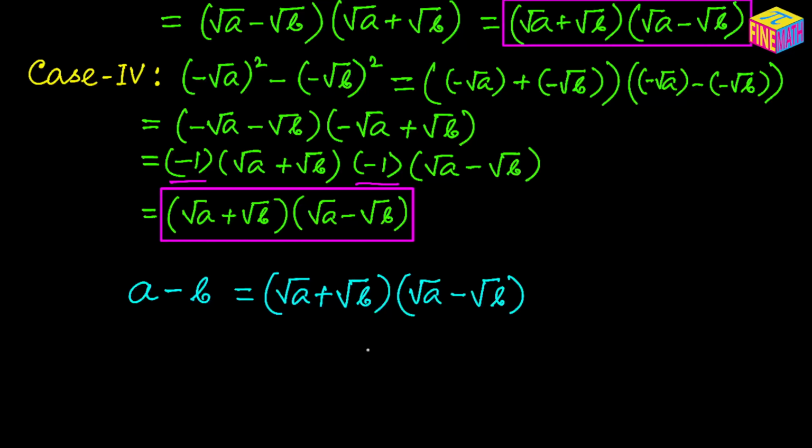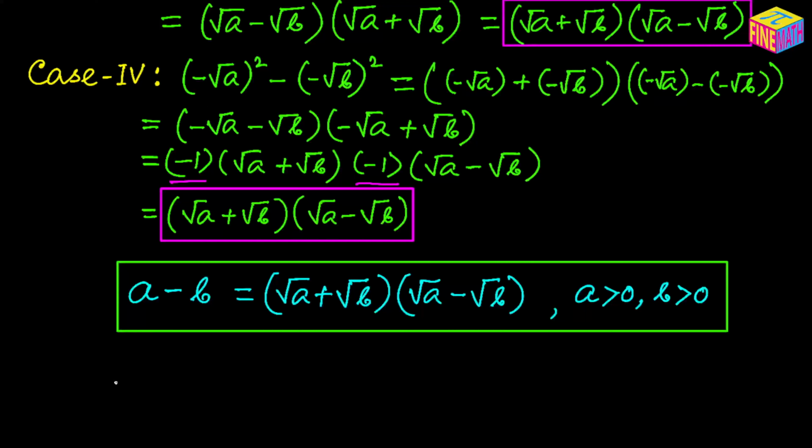Now because we are taking the square root, we have to assume that both a and b are positive real numbers. So let me put that condition: a is greater than 0 and b is also greater than 0, and they both are real numbers. That is the only necessary condition here for this particular situation. So this is one of the ways to factor a minus b if we go with the square root. Now can we also go with the cube root? Of course we can.